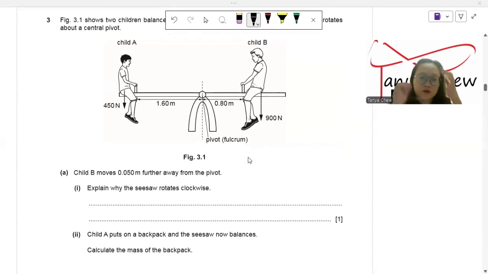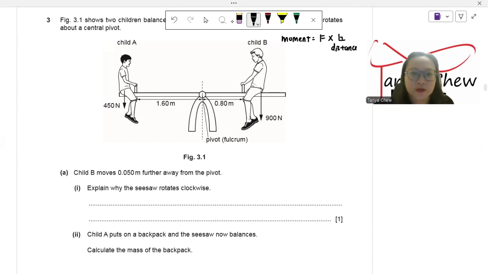Now, in order for you to explain that, how do I know that this is a clockwise rotation? You have to calculate the moment. Let us recall a little bit about moment. Moment is defined as force multiplied by perpendicular distance from the pivot. So I need to identify which child gives a clockwise moment, and which child will rotate anti-clockwise.